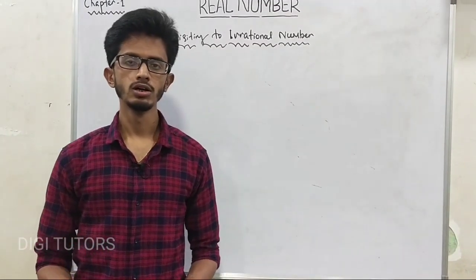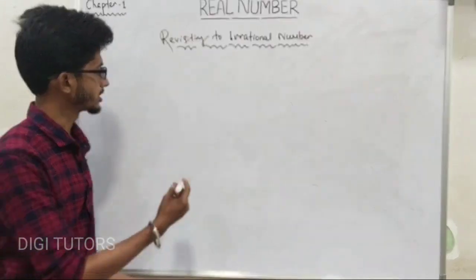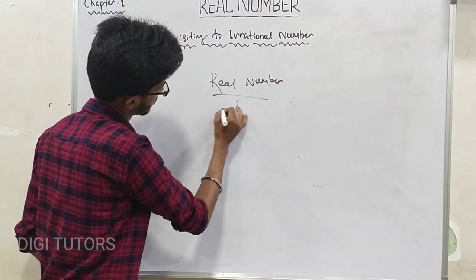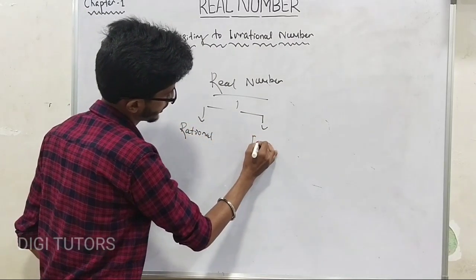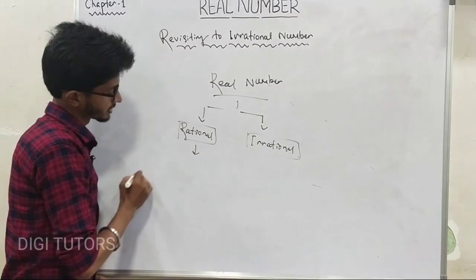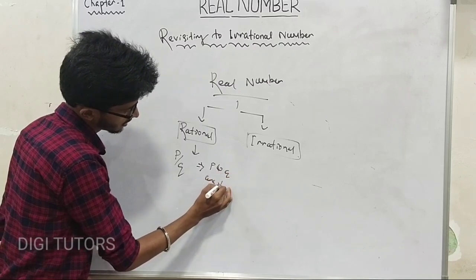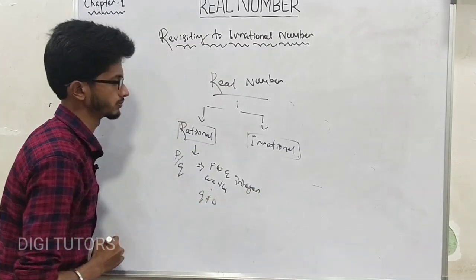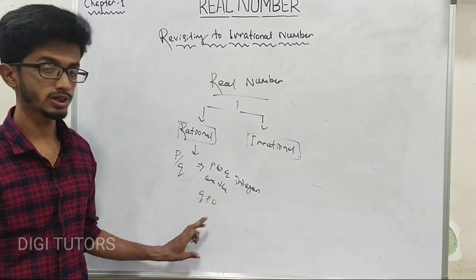Let's begin our topic. Previously I said that a real number is the combination of rational numbers and irrational numbers. A rational number is of the form p by q, where p and q are integers and q not equal to 0.